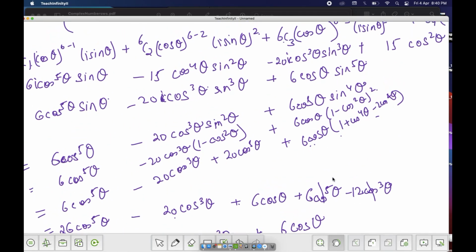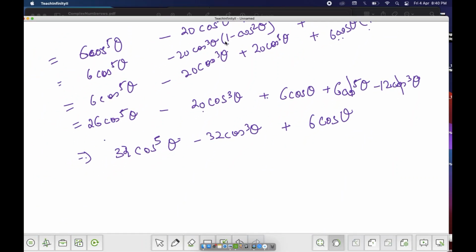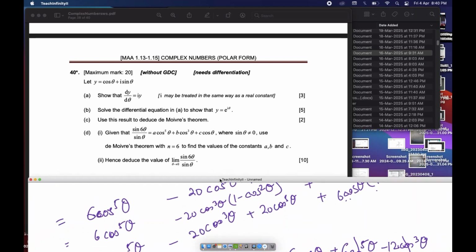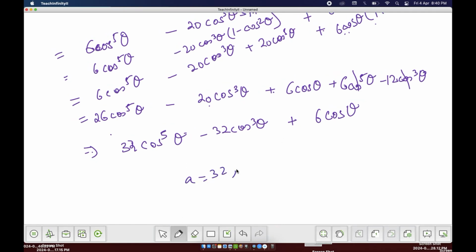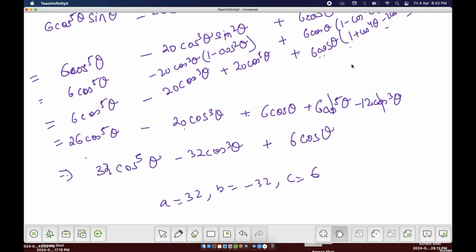Yeah, I think we're done. Right, so we've got this. So find the values of constants a, b, and c. So a, b, and c should be nothing but 32, negative 32, and 6. A should be 32, B should be negative 32, and C should be 6. Let me just cross check this once. Yeah, that's what it is. So A is 32, B is minus 32, and C is 6. Those are the answers for this part. I think this should be 7 or 8 marks.